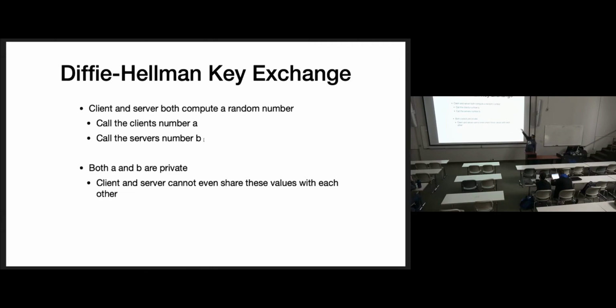We'll call the client's number A, the server's number B, and these are both private. I'll call them super private even. These values cannot be communicated to each other. The server will never know A, the client will never know B at any point during the key exchange.